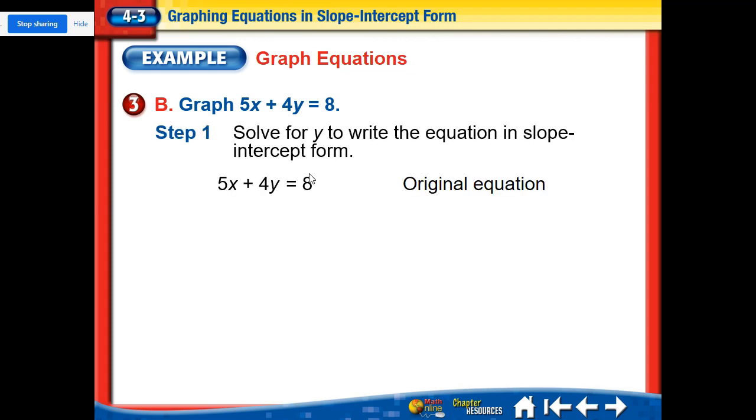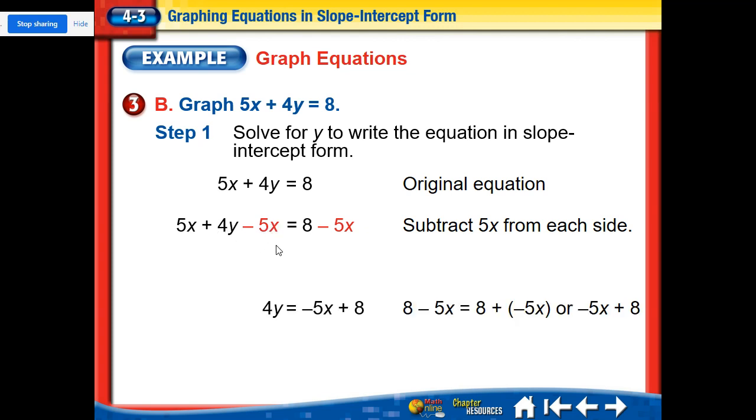So let's show that. Here's the original problem. And I'm going to subtract 5x over. So here's the 5x, here's the minus 5x. Those will cancel, leaving me just 4y. And then it's negative 5x, and this is a positive 8. So negative 5x plus 8. You should write it in the correct form. You could write it like this, or we can flip it around, whichever way.